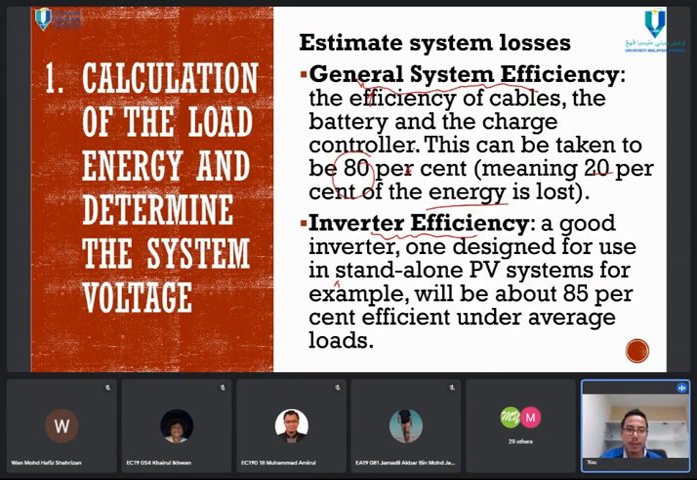Okay. A good inverter, one designed for use in a standalone system, for example, will be about 85%. I told you, at least 85%. You need the exact number declared in the datasheet, cross-check with the description, and ask the company. If you want to do it seriously, you need to go for a proper quotation and a proper datasheet.